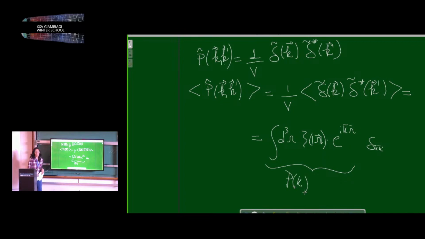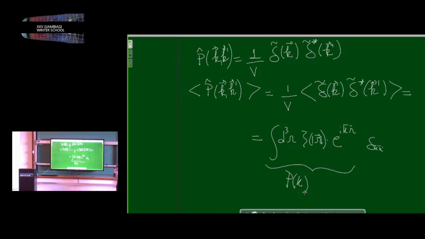So what am I showing here? I'm showing that the ensemble average of the estimator that I build for the power spectrum is equal to the power spectrum. That's an unbiased estimator. And I'm also showing that the power spectrum is the Fourier transform of the correlation function. It's not that obvious to start with.